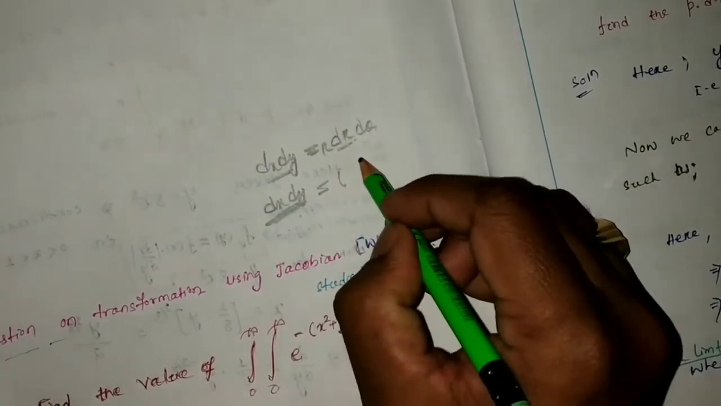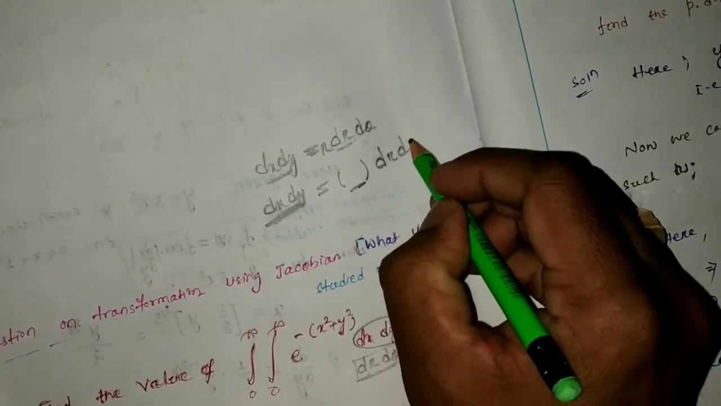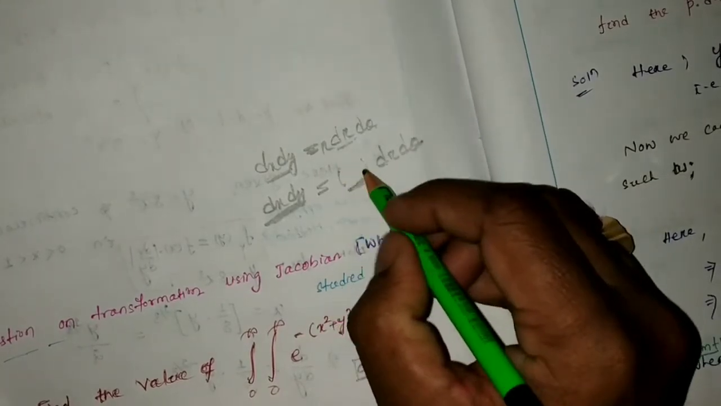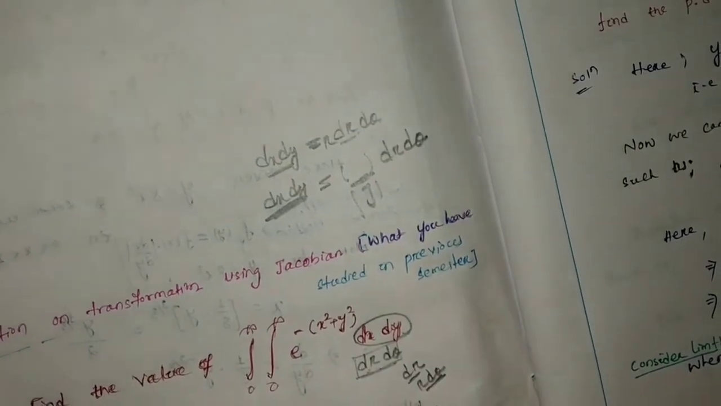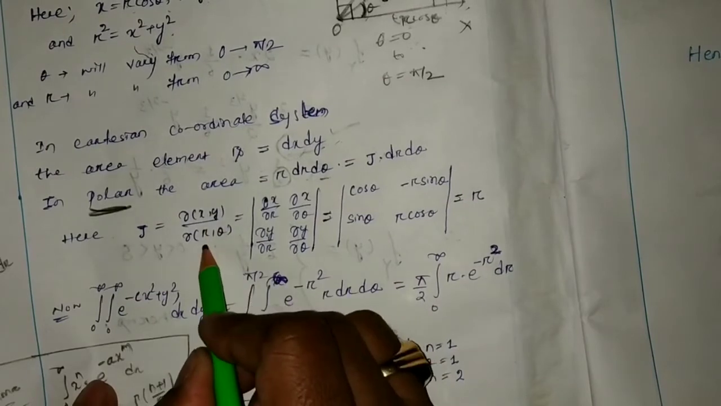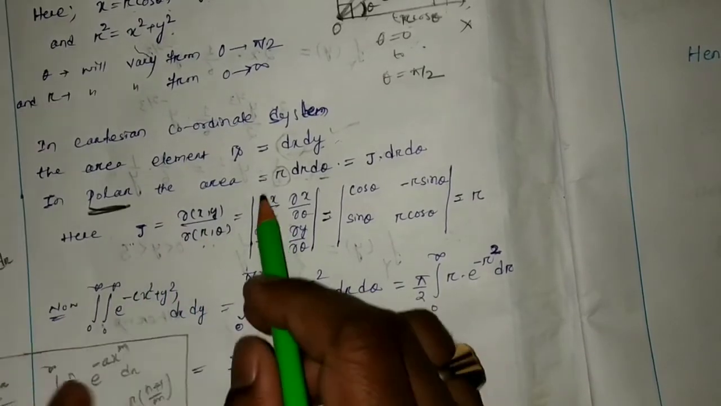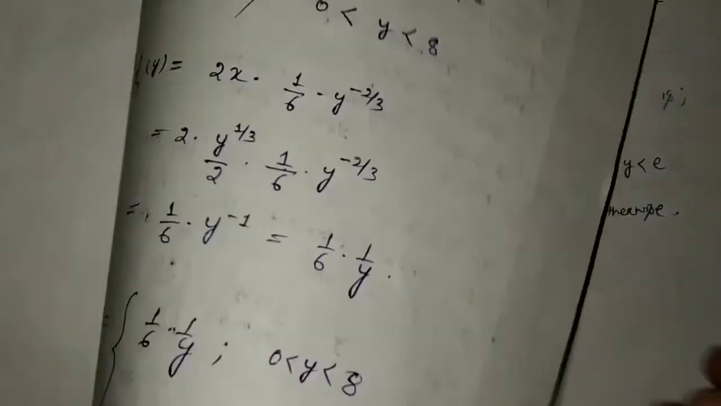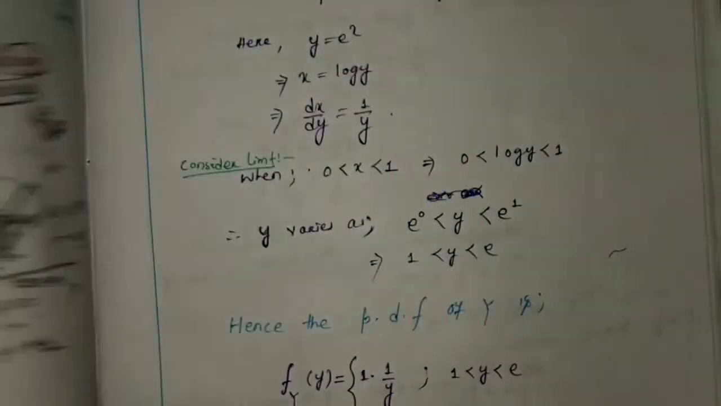Something multiplication is needed if we are going to consider dr d theta, and this something is nothing but the Jacobian. So here you can see that if xy is transformed to r theta, then the Jacobian will be dx by dr, dx by d theta, dy by dr, dy by d theta.